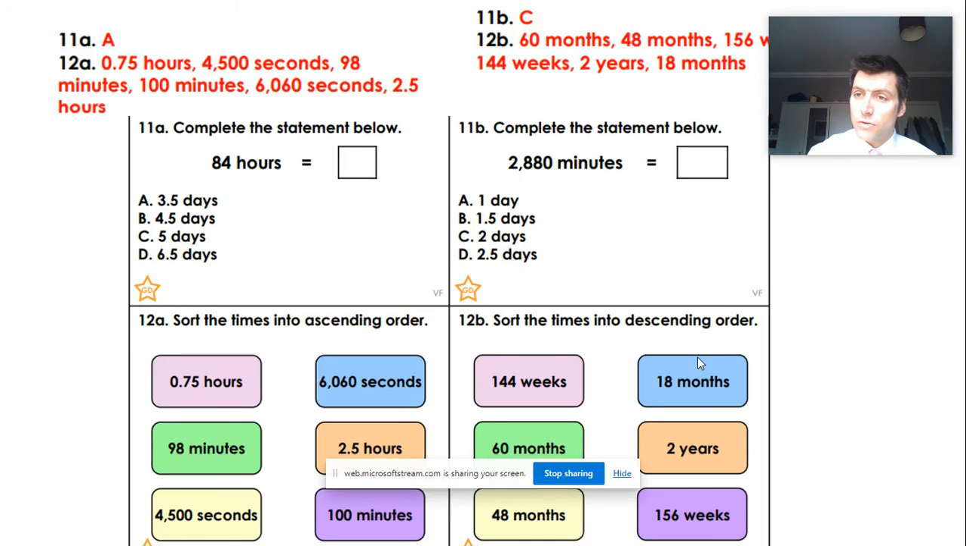Or we could work out that 3 days is 72 hours, 1 day is 24, so half of one is 12, so we could have done 72 plus the 12, so 84.